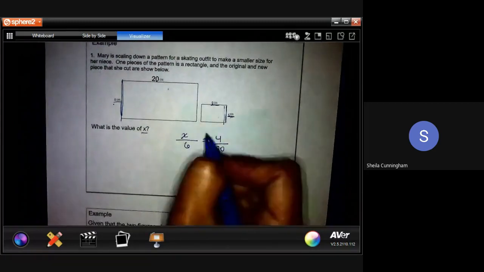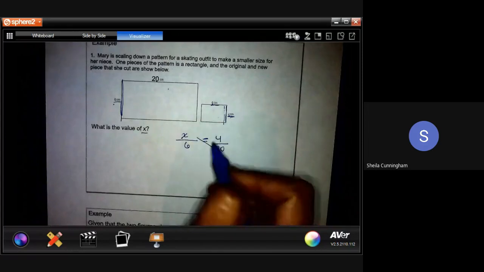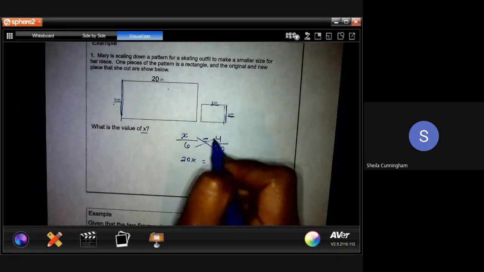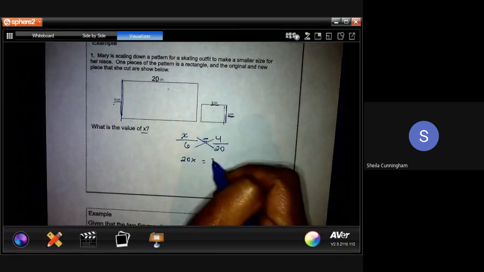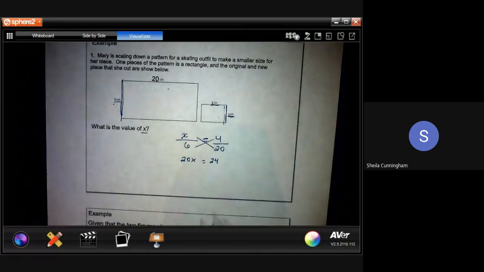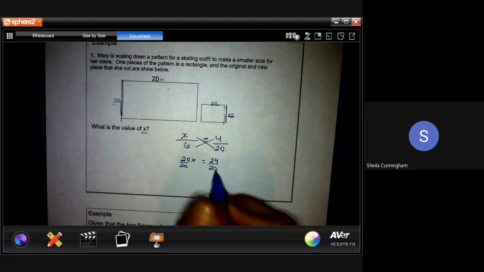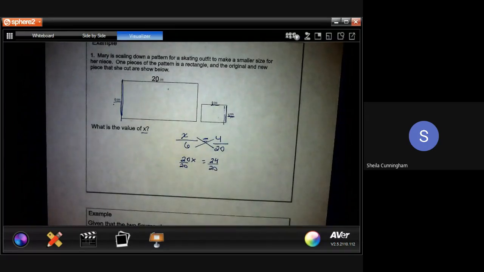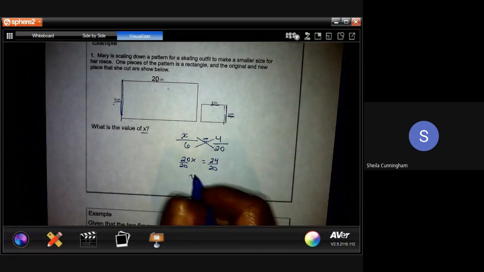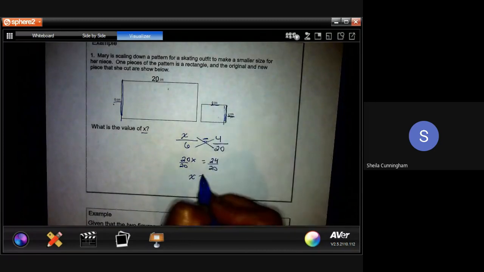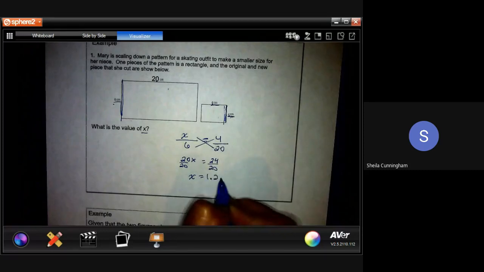So now, once I get my proportion set up, I can do that lovely cross multiplying. So I can take 20x is equal to 6 times 4, which is 24. So if I want to divide both sides by 20, I'm going to get 24 divided by 20, and I'm getting that the width of this new rectangle is going to be 1.2 centimeters.